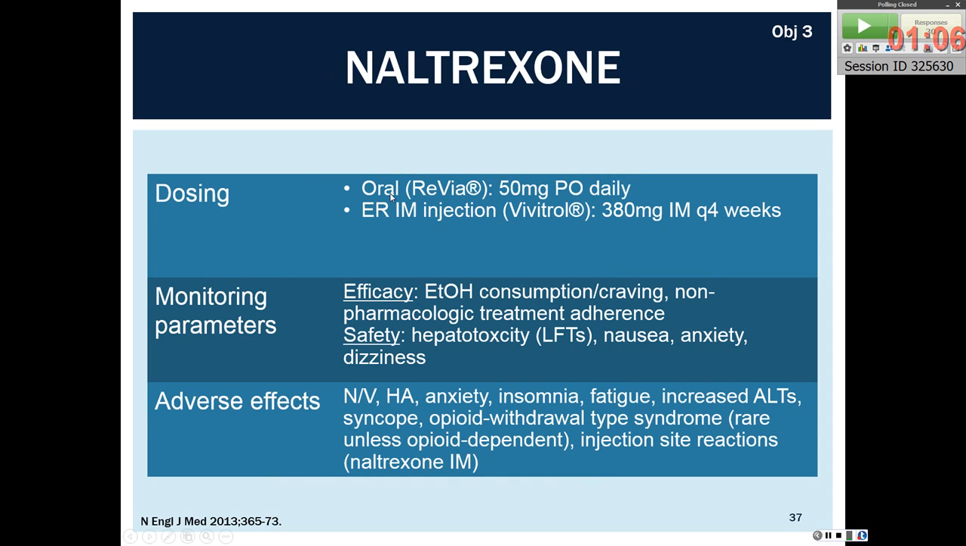So like I said, there's an oral version that's 50 milligrams once a day, and there's an extended release intramuscular injection called Vivitrol, which is 380 milligrams intramuscularly in the gluteal muscle every 4 weeks.